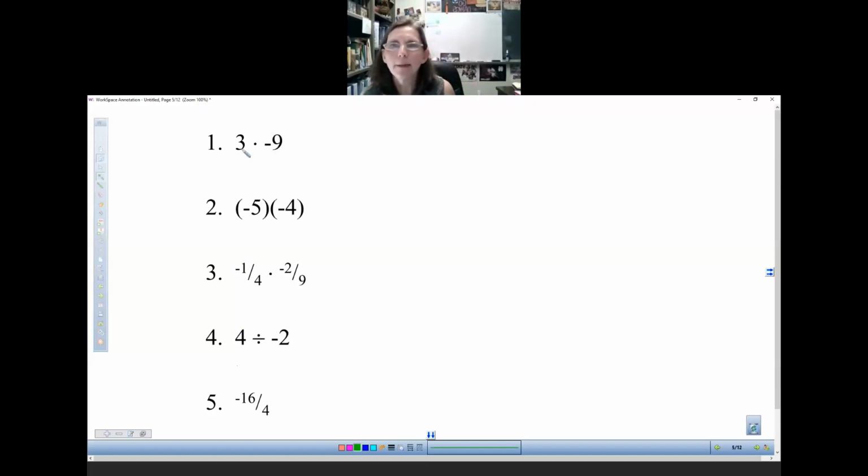If I multiply a negative and a positive, because I have a positive 3 times a -9, it doesn't matter which one is first or second. It doesn't matter which one is larger. I'm going to get a negative, and then 3 times 9 is 27. And so my final answer here is -27. I love multiplication because you don't have to think real hard.